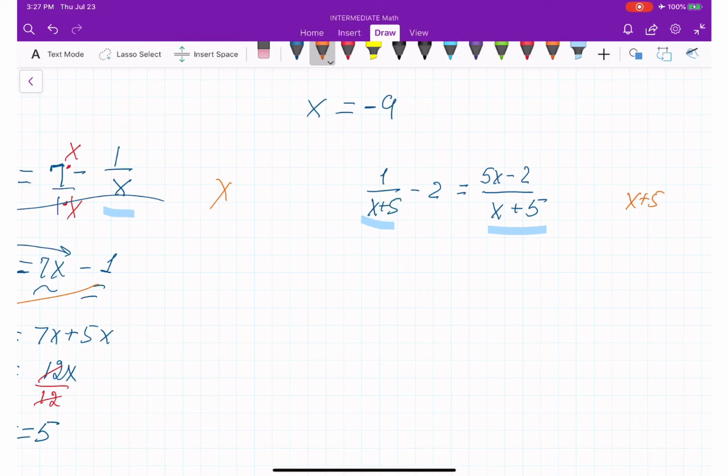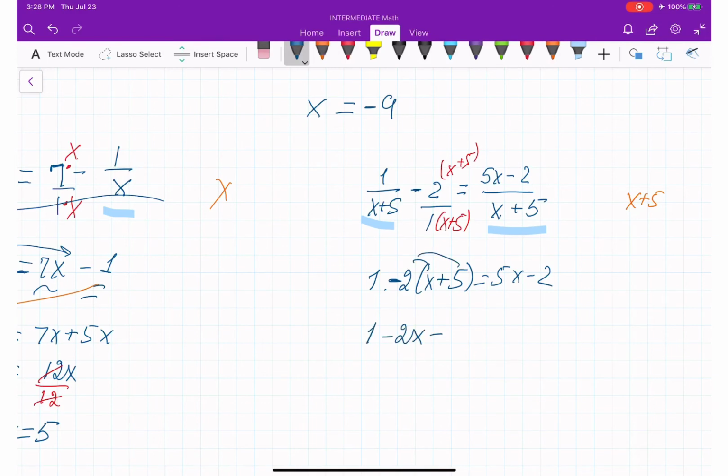The thing is, here we have 2 over 1, so I'm multiplying this by x plus 5, and here also by x plus 5. So we are getting 1 is equal to minus 2 times x plus 5, and that's equal to 5x minus 2. This negative sign in front of the fraction, we treat as a negative sign in front of parentheses. And we are getting 1 minus 2x and minus 10.